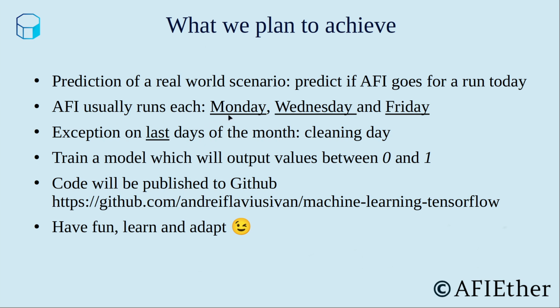So Afi goes for a run on each Monday, Wednesday, and Friday of the week, with only one exception. If any of these days is the last day of the month, he will do cleaning instead of going for a run. Okay? And our purpose today is to train a model which will output values between 0 and 1. A value close to 0 means that the model is pretty confident that Afi will not go for a run today. And if the value is very close to 1 or even 1, it means that the model is really confident that Afi will go for a run.